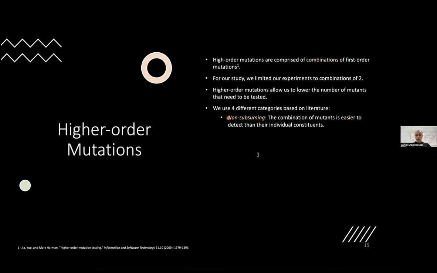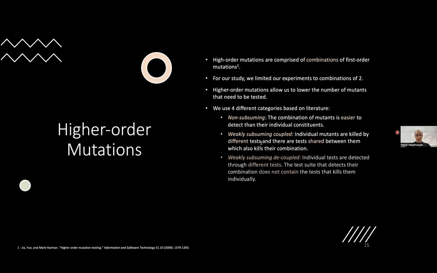First, we have non-subsuming mutants, which is where detecting the combination of the mutants is easier than detecting those mutants individually. Then we have weakly subsuming coupled mutants, where we have some tests that kill one mutant, some other tests that kill other mutants, and there are some tests that are shared between these two test suites that can kill the combination of these mutants as well.